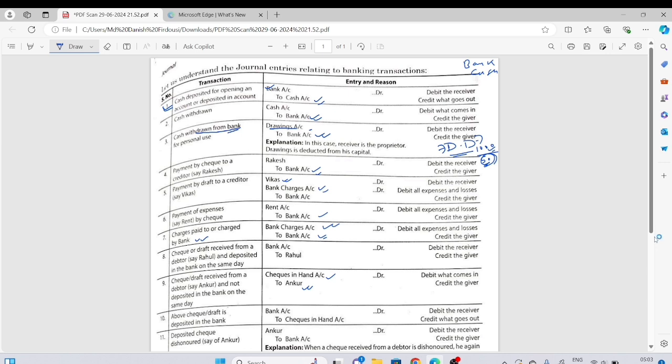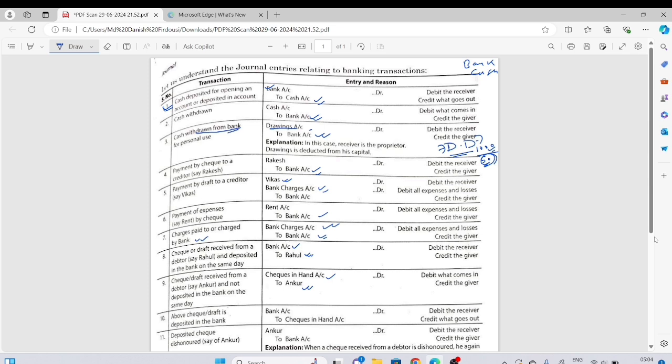And if you are receiving a check from your debtors and you deposit the check on the same day, at the time bank account debit to the debtors account, this entry will be passed here. So remember that if in the question it is mentioned that you have received a check from any debtors and deposited it the same day into the bank, it means this entry will be passed. And if you have received a check from the debtors and not deposited on the same day, at that time you will have to make the entry, that is check in hand account debit to debtors account.